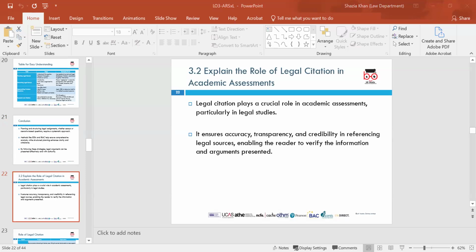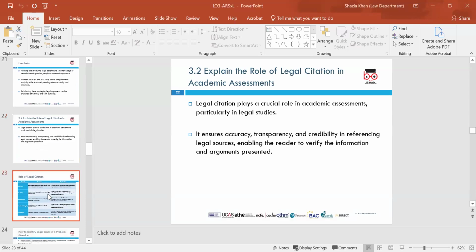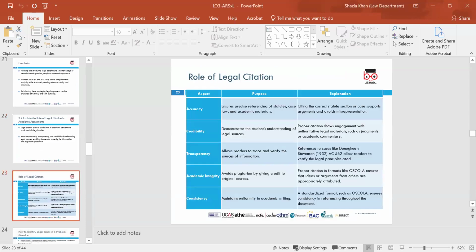Explain the role of legal citation in academic assignments. So why is legal citation so important? It's important to cite sources you use in your research for several reasons: to show your reader you have done proper research by listing sources you've used, and to be responsible as a scholar by giving credit to other researchers and acknowledging their ideas. So it's really important that you are doing this properly when it comes to citing things. So the role of legal citation.